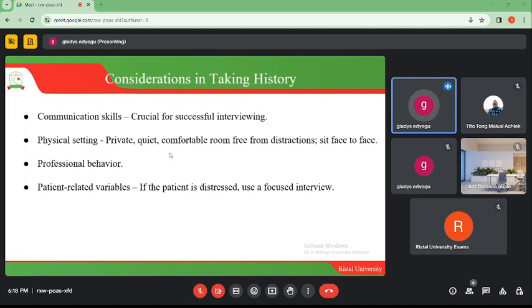And then patient-related variables. If the patient is distressed, use a focused interview. Focused interview is basically looking at a specific thing. So if your patient is not able to tell you everything, but he has mentioned something, try to focus on that, because that could be the only issue that has brought him. If you go to other things, you may distract even that small information that you have got from this patient. So if the patient has different things that are distracting his mind, then just have a focused interview to pick something from that patient that can help direct you in his management.